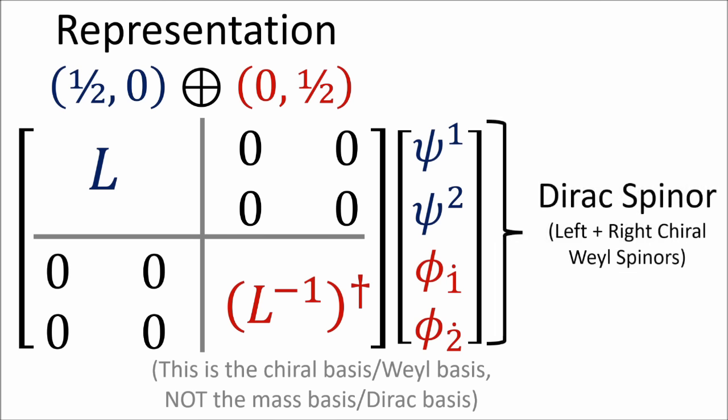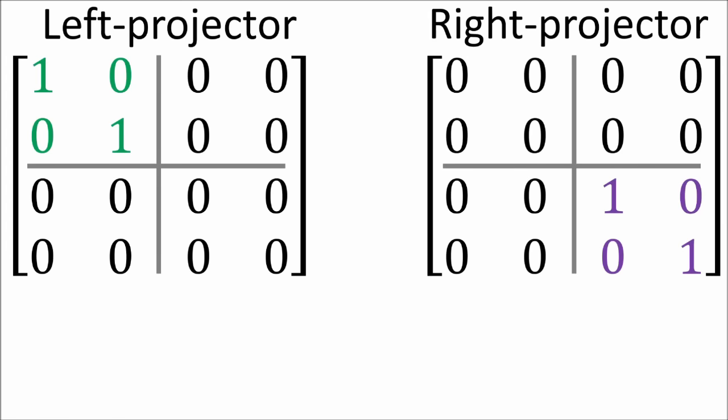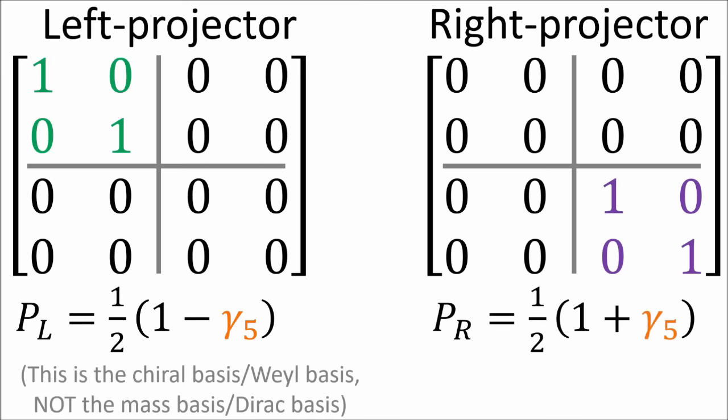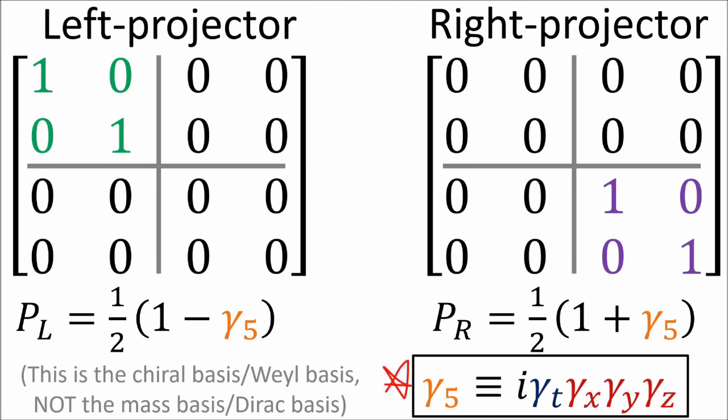The 4x1 column spinor is called a Dirac spinor. We can split up a Dirac spinor into the individual Weyl spinors using these projection matrices here. These can be written in abstract form using the Dirac matrices written in the chiral basis, where this term here is often written as gamma 5 for short.